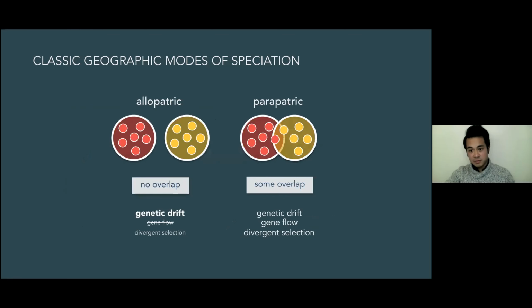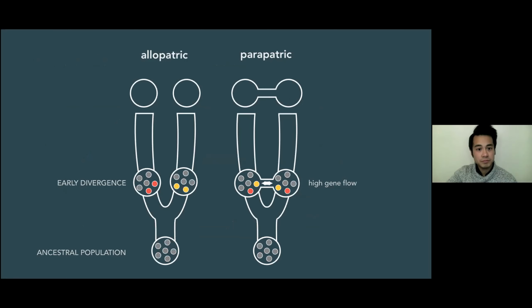And so in our system, we're not really looking at parapatric speciation. Here I'm really emphasizing allopatry. Sorry, I'm not looking at sympatric, but I'm trying to emphasize allopatry and parapatry. And so how does this break down during the speciation process?